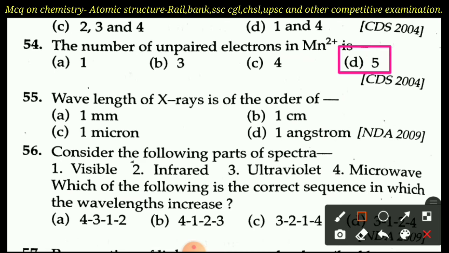Next question is question 55. The wavelength of X-rays is of the order of: A, 1 millimeter; B, 1 centimeter; C, 1 micron; D, 1 angstrom. The right answer of question 55 is D, 1 angstrom.